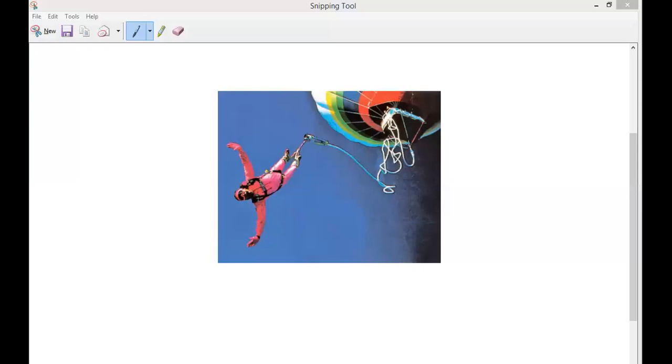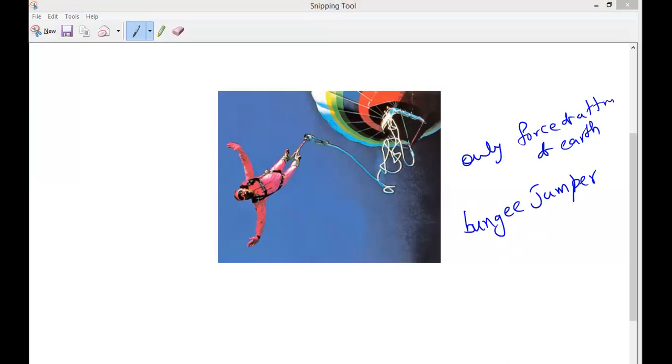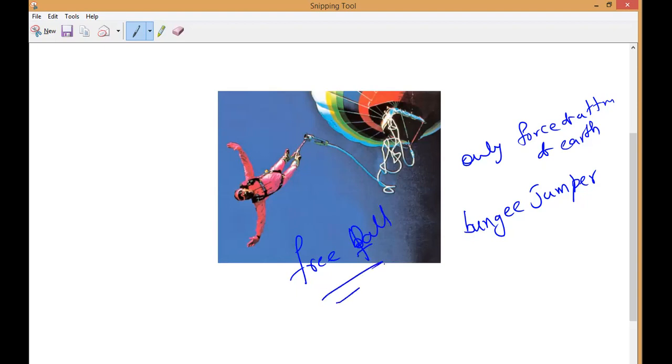What should we call the bungee jumper? Bungee jumper, B-U-N-G-E. So this person is under only which force? Only the gravitational force, the force of attraction of the earth. That is what we should call gravitational force of earth. So I can say this person is in free fall, towards the earth. Understand? So that is an example of a free fall body, the bungee jumper.